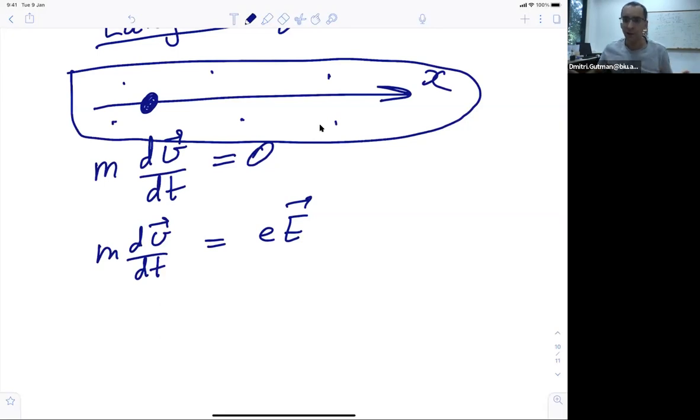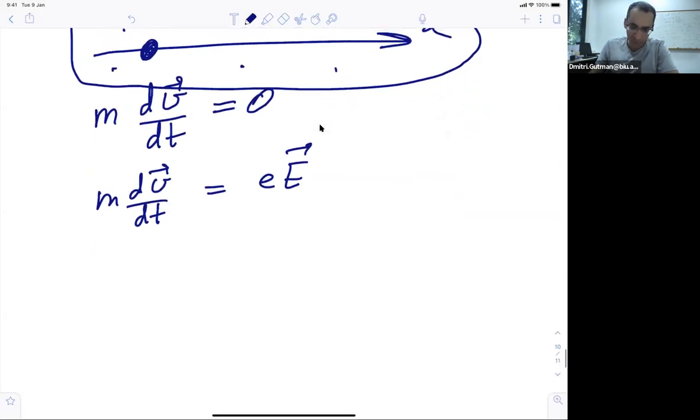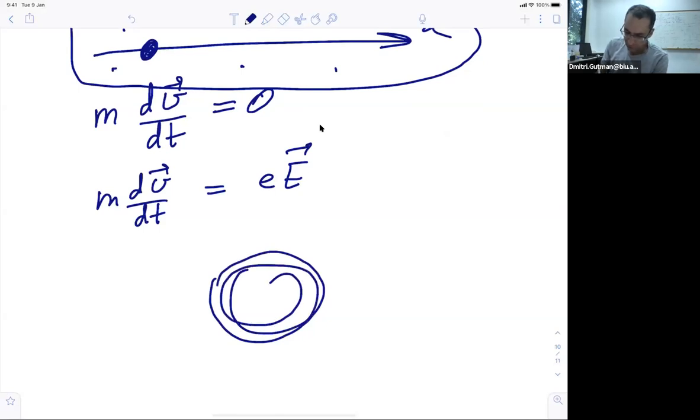Or you can think about some biological cell moving in the fluid, and it's surrounded by all kinds of objects around it. Then what happens? But probably it's better to think in terms of gas. So you have a heavy particle, a molecule in the air, and it's being hit by small molecules all the time.